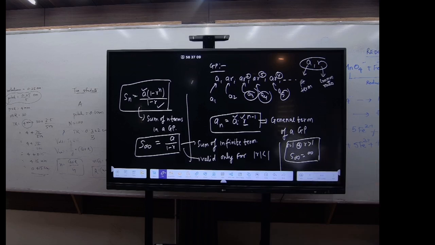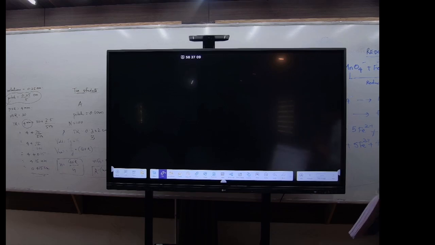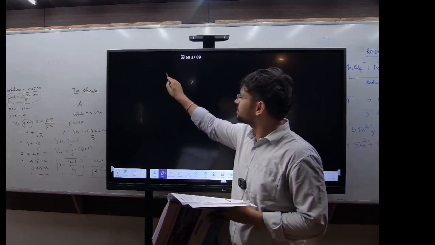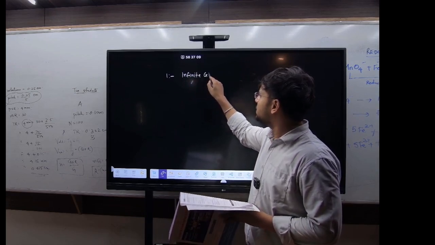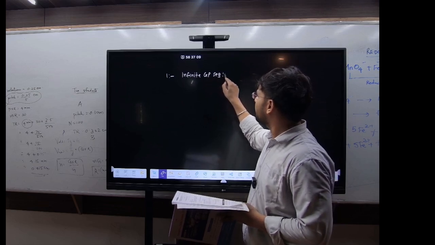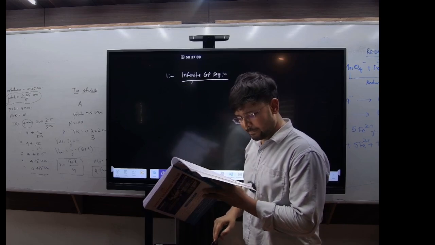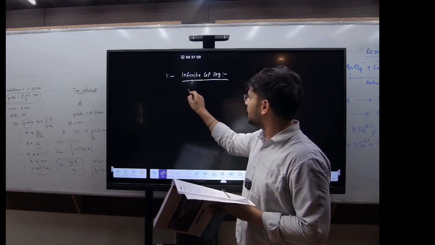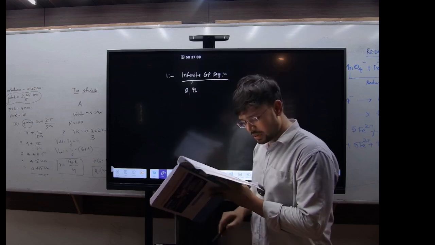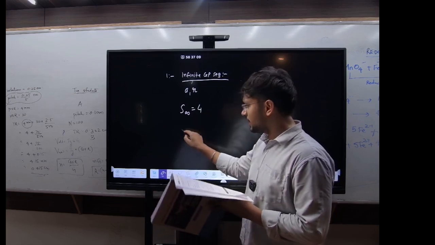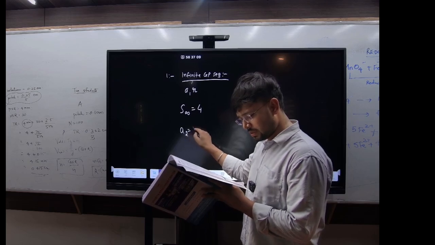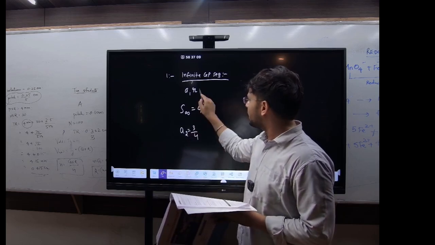Now should I see question number 1? 8.2, page number 8.2. It is given an infinite GP sequence. The first term is A and the common ratio is R. The sum of infinite terms is given as 4 and the second term is given as 3 by 4. Then what is the value of A and R?